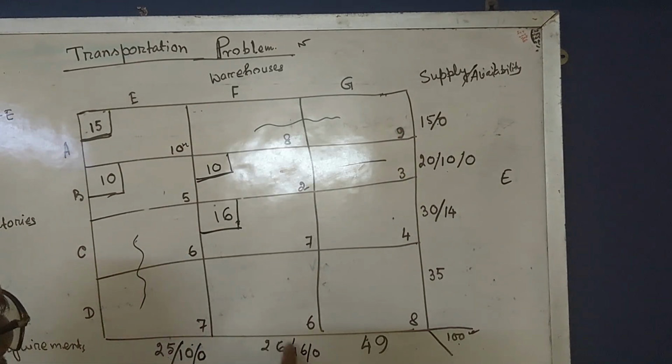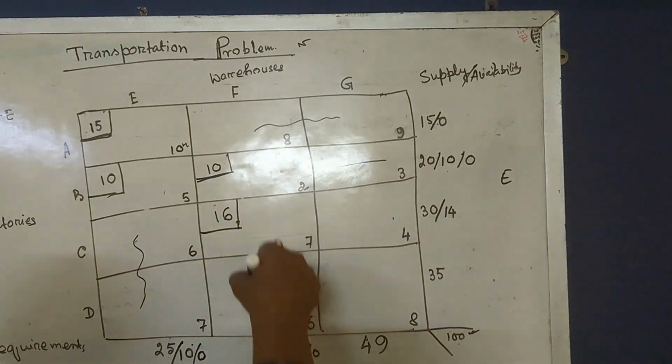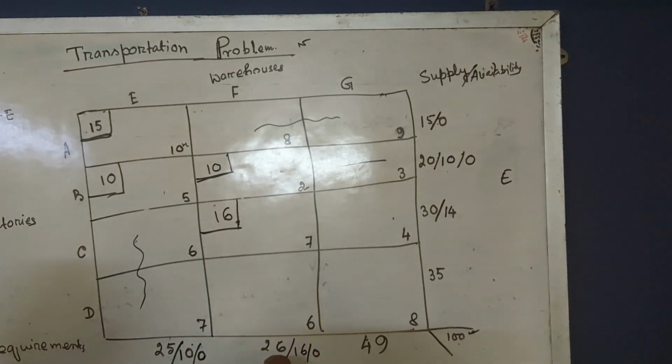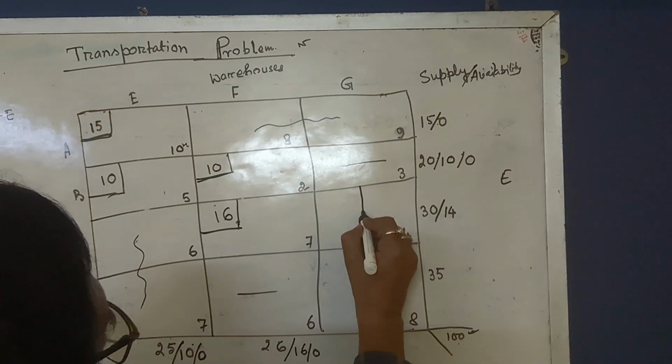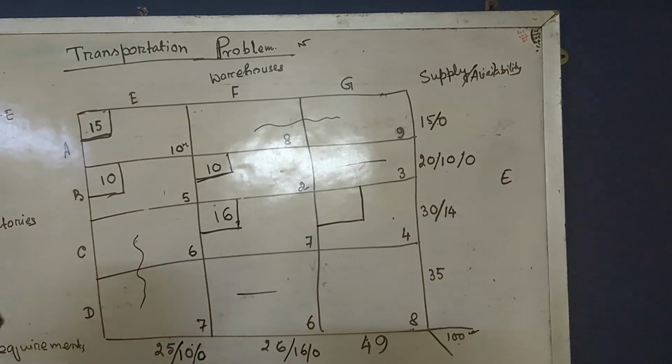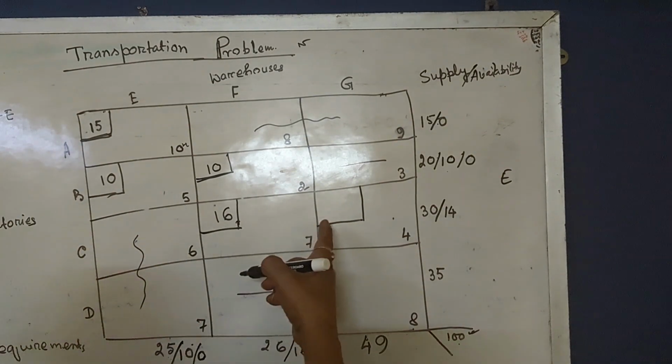So this side is 0. The entire requirement has been fulfilled. 26. That's why you cannot move here. I have blocked this place. That means horizontally you can move here. So what will be the units you will put here?